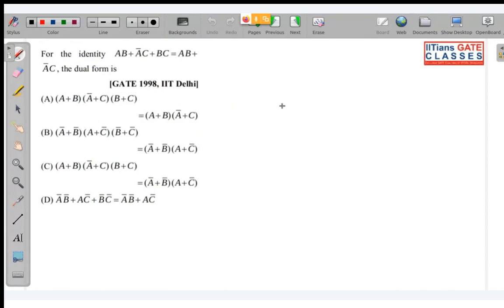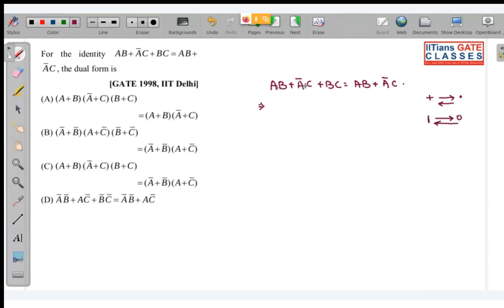Now, there is one question over here. Please tell me what will be the answer. Very simple question. We are going to start today's session with the questions only. Look over here. For this identity given, the dual form is, you need to find for AB plus A complement C plus BC is equal to AB plus A complement C. If I take dual, I have already told you that in dual, plus converts to dot and vice versa, and 1 converts to 0 and vice versa.